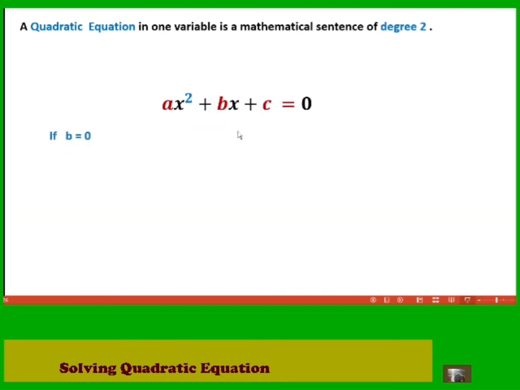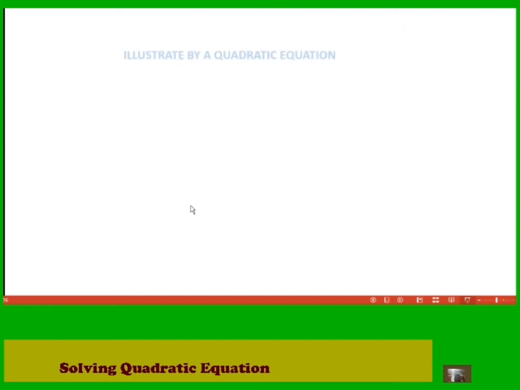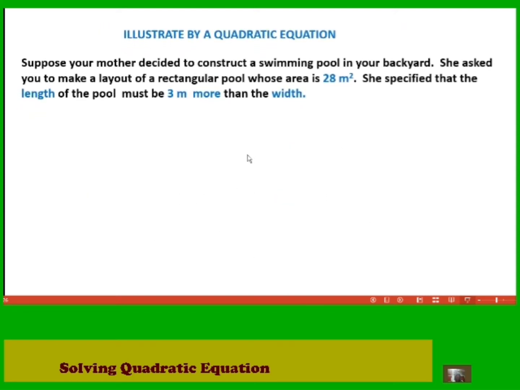If b is equal to 0, then the equation is reduced to ax squared plus c equals 0. For example, 3x squared minus 1 equals 0, negative 5x squared plus 3 equals 0. If c is equal to 0, then this equation is reduced to ax squared plus bx equals 0. For example, negative 2x squared plus 5x equals 0, or 4x squared minus x equals 0. These are quadratic equations.